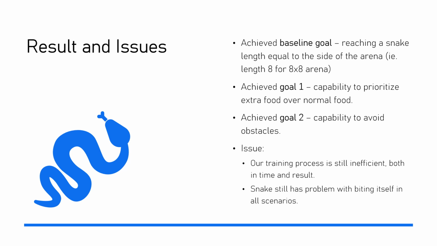There are several issues with our training process. It is still way too inefficient and way too slow, and the results aren't exactly stellar. But we're still satisfied with it. There's also the problem with the snake keeps biting itself, and it doesn't really try to plan ahead of its move, and only tries to avoid. Basically, it lacks foresight, so it cannot really predict and plan ahead how to not bite itself.